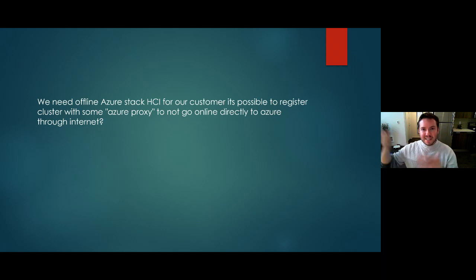For that to work, you obviously need line of sight to the cloud, right? So for that reason, I don't expect that, at least in the near term, we're going to be doing anything around a fully air-gapped Azure Stack HCI, just because I don't think that the scenarios are really there for us to deliver the sort of value that we're trying to deliver with this product.